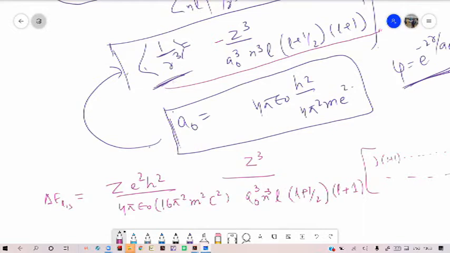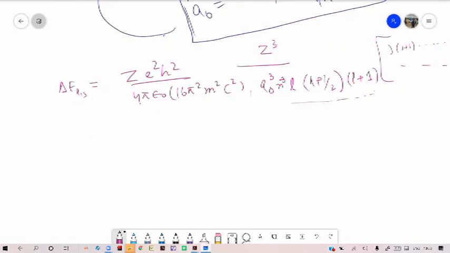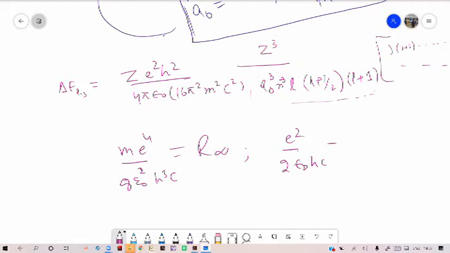Here is the z cube of 1 by r cube. This is this term. From this, we have not used the value of a naught cube, a naught. If you make some substitutions, like if I put me⁴ divided by 8, you might have seen it in the last class, earlier classes. It is nothing but the Rydberg constant for infinitely heavy nucleus, this factor. And we will make another substitution, e square by 2 epsilon naught hc, it will be alpha.